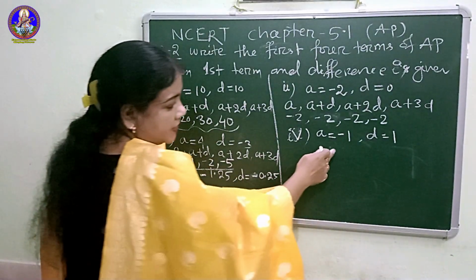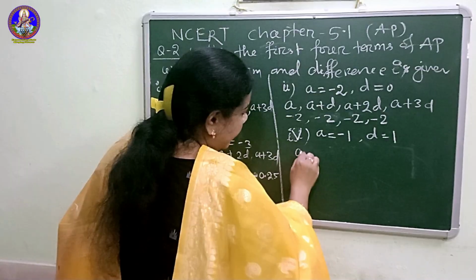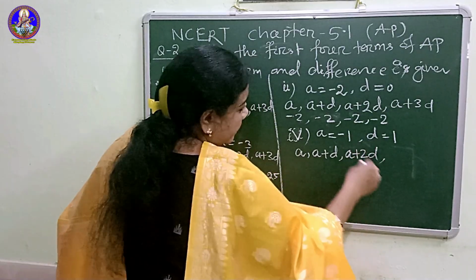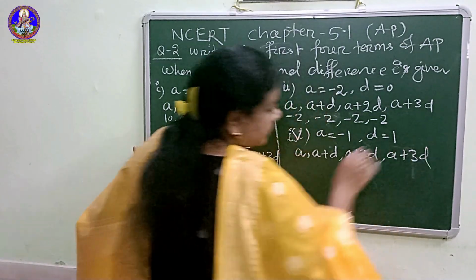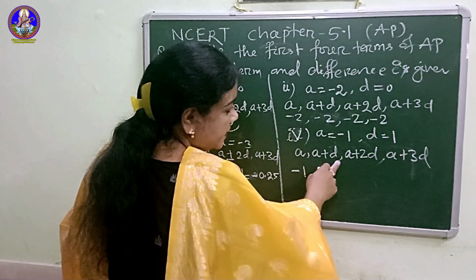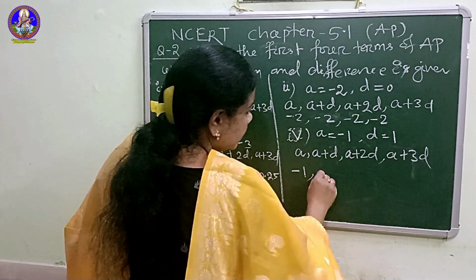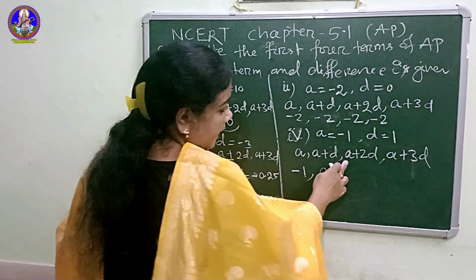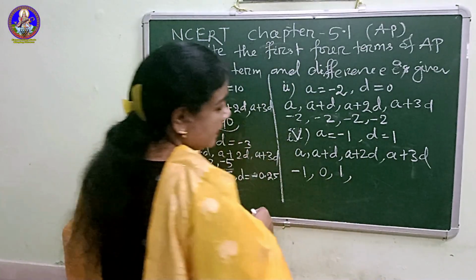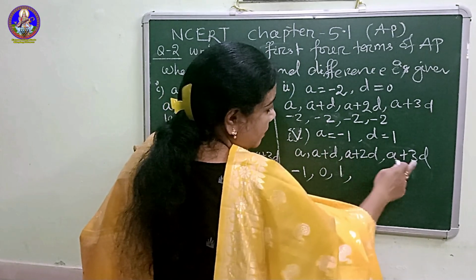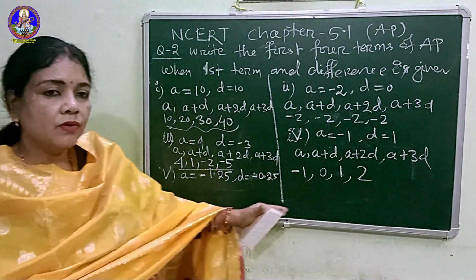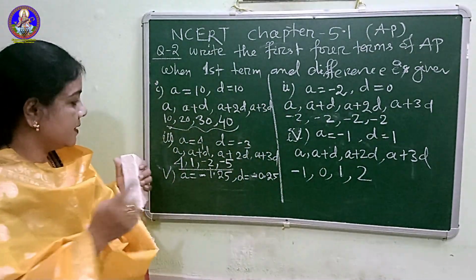Next come to solve this, a is equal to minus 1, d is equal to 1. Similarly a, a plus d, a plus 2d, a plus 3d. So a is minus 1. A plus d means minus 1 plus 1, that is 0. A plus 2d, minus 1 plus 2, that is 1. Next a plus 3d, minus 1 plus 3, that is 2. So these are the 4 terms in AP. Next solve this problem.